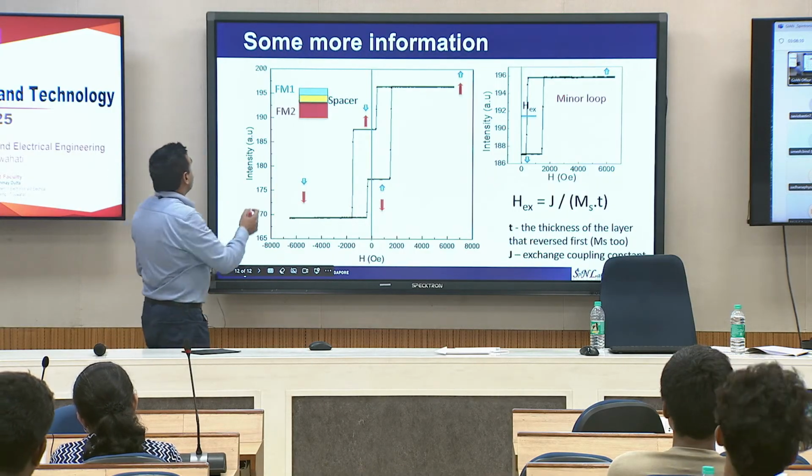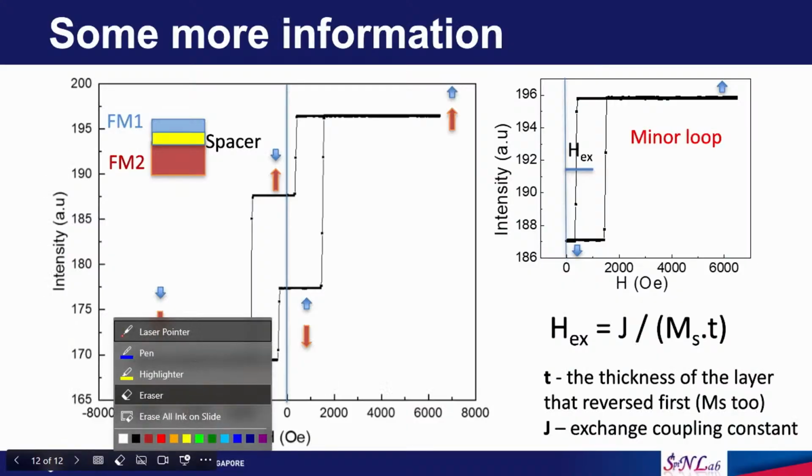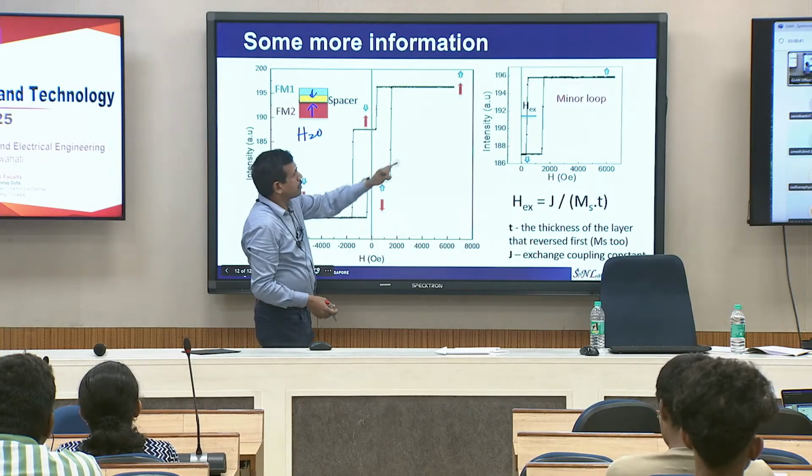If you have only one ferromagnetic layer, we know that the hysteresis loop will be symmetric with respect to the center of the MH loop. But when you have two ferromagnetic layers separated by ruthenium, for example, this is their ground state in the absence of field. If you measure the hysteresis loop of such a sample, it may look like this.